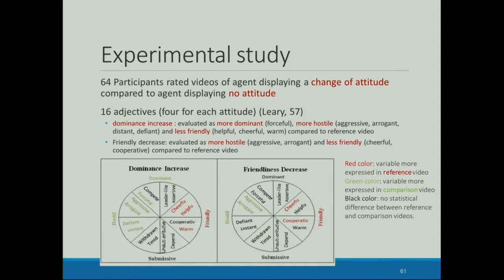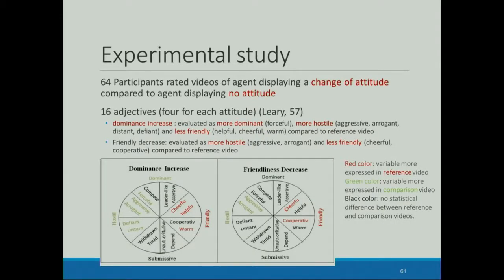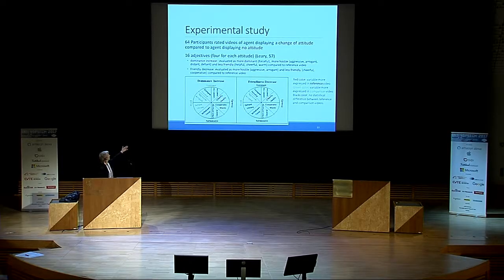And what we found is that dominance increase would be evaluated as more dominant, more hostile, and less friendly. You can see that in green are the variables that are more expressed in the comparison videos, while in red are the variables that are more expressed in the reference videos. And for example, with a friendly decrease, the agent will appear more hostile and less friendly compared to the reference videos.